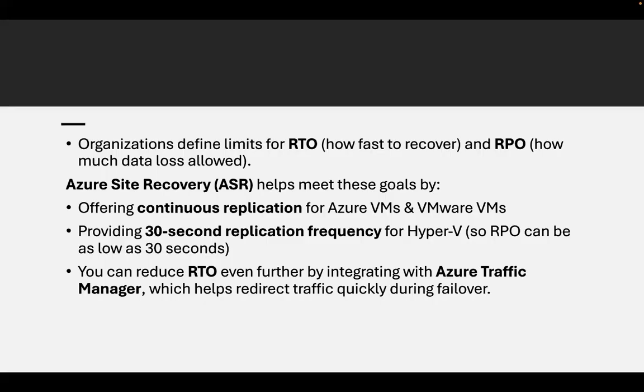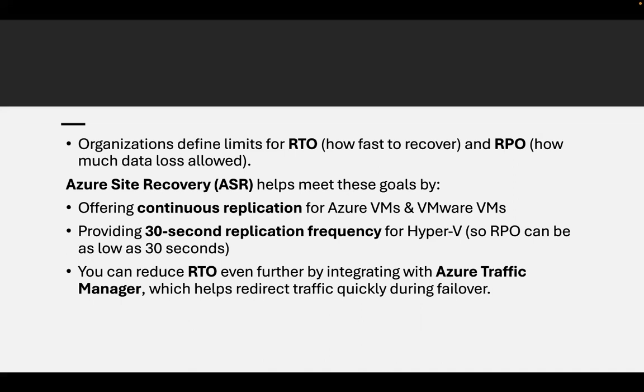So an organization defines limits for RTO, how fast to recover, 2 hours as we have just seen in the example, and RPO is how much data loss is allowed. Azure Site Recovery, ASR, helps meet these goals by offering continuous replication for Azure VMs and VMware VMs, and 30-second replication frequency for Hyper-V, so RPO can be as low as 30 seconds. That is the kind of service ASR can provide.